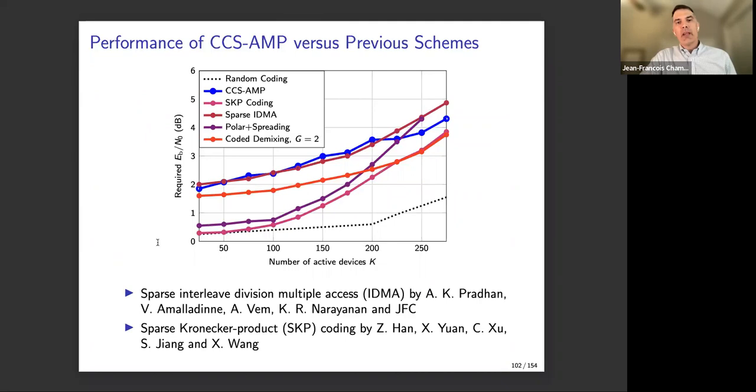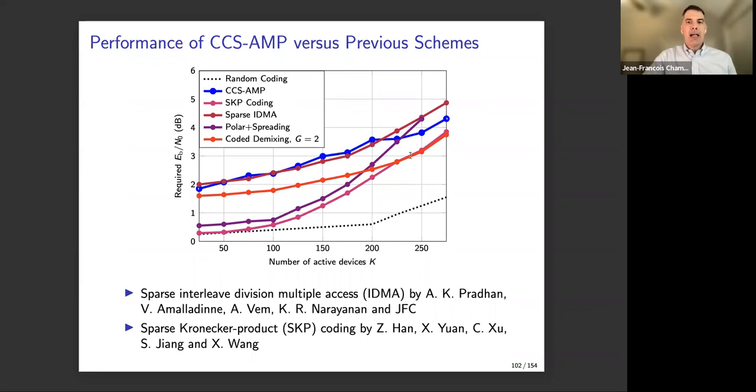Okay, so where are we with these curves? Here, we're back to the standard representation of performance for the single antenna coded unsourced random access. On the x-axis, we have the number of active devices, and on the y-axis, we have the energy requirement in terms of Eb over N0 in dB. And in blue, you have the CCS AMP, the one that we just discussed. And then in red, you have the coded demixing with 2 sparse domains. So that's the curve in red.